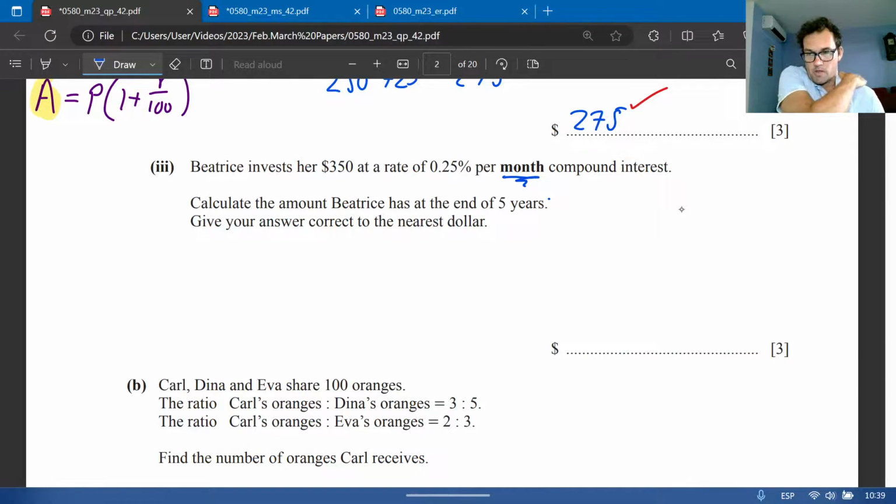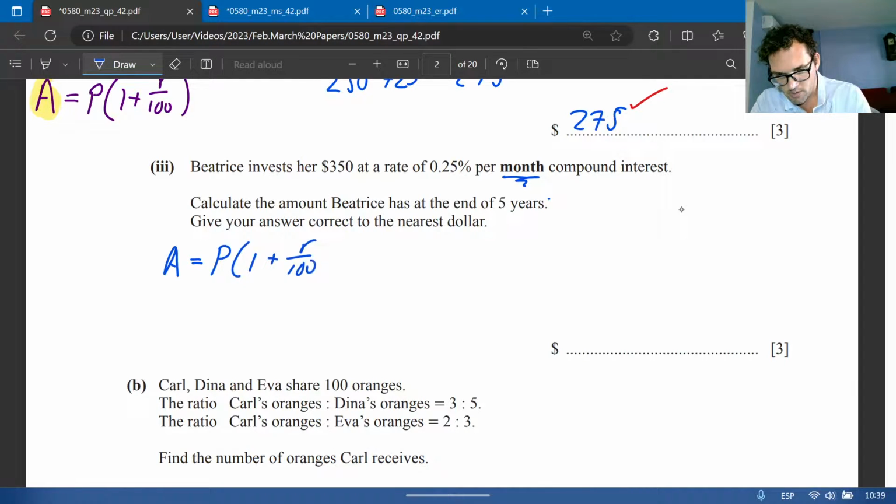Okay, compound interest. So we know we're going to use this formula: A equals P(1 plus R over 100). I just wrote it again. This gives you the total amount Beatrice will have at the end of 5 years. So what are we going to do? We're going to start with the principal, P, the money she started off with, 350.